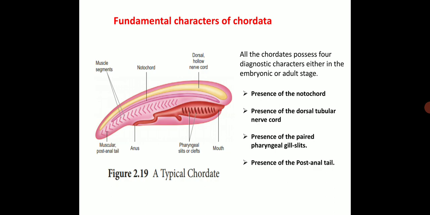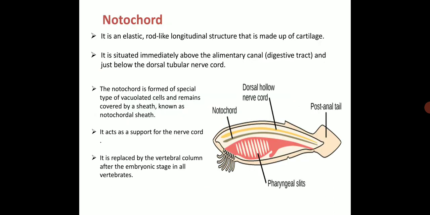Here is a typical chordate picture. Here you can see the important characters of a chordate: notochord, nerve cord, third, pharyngeal gill slits, and the fourth, the post-anal tail. We'll discuss the first one, the notochord. Here you can see in the picture the presence of notochord.